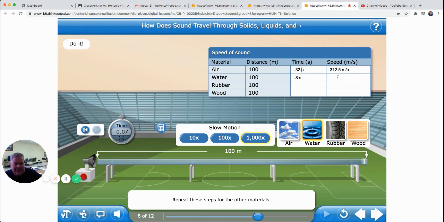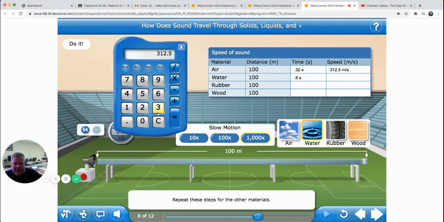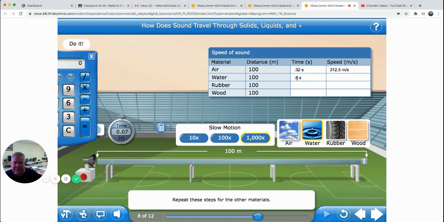So now let's calculate our speed. This time we're going to divide 100 by 0.8 seconds, and something's not right. Did I not do something right a minute ago? Let's go back and work that first one. 100 divided by 0.32, that was right. Okay, something wasn't right. Look, Mr. Helton, it's not 0.8, it's 0.08. That's what I did wrong. Sorry, guys.